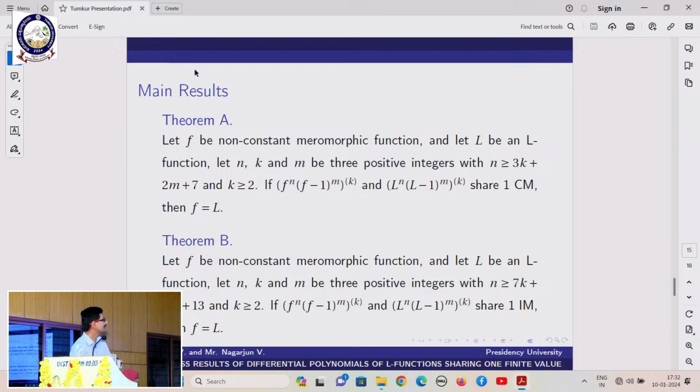In Theorem A, let f be a non-constant meromorphic function and let L be an L function, and n, k, m be three positive integers such that n is greater than 3k plus 2m plus 7, with k greater than 2. If f power n times f minus 1 power m, kth derivative, and L power n times L minus 1, kth derivative, share 1 CM, then f equals L.